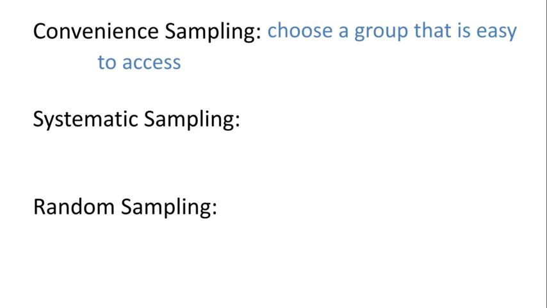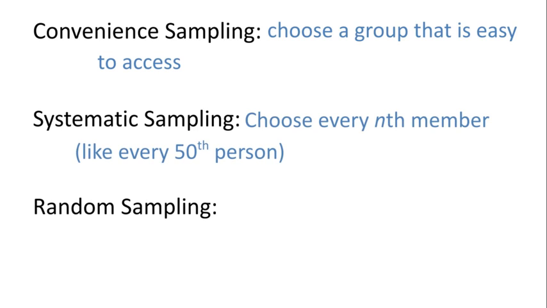Systematic sampling is where I have a system in the way that I pick the members of the sample. For example, I choose every nth member. So maybe every 50th person walking into Edna Hill.